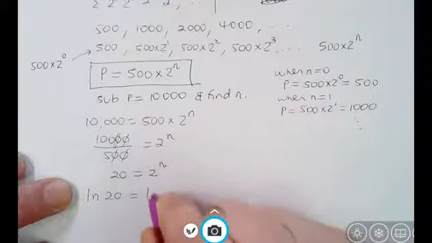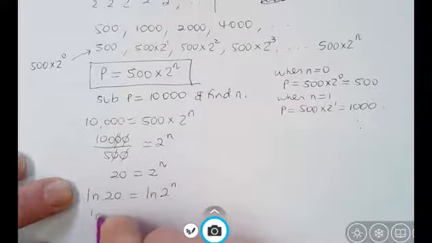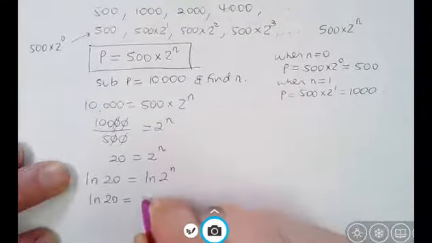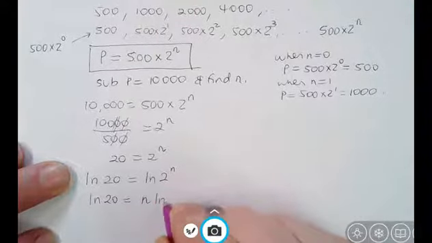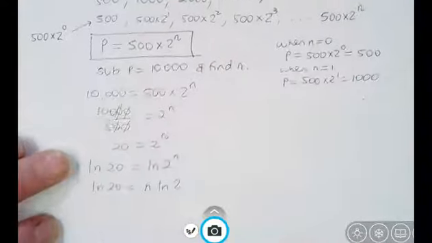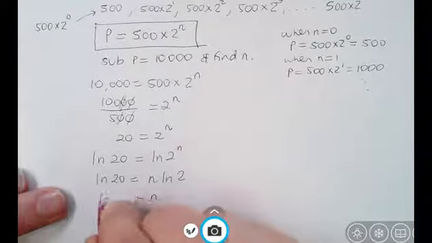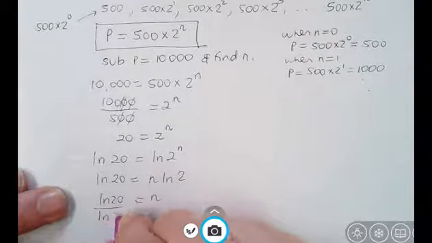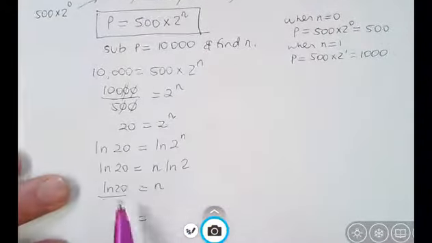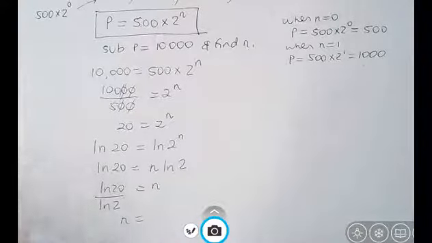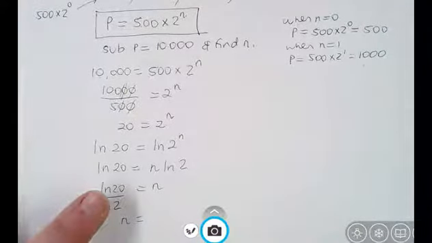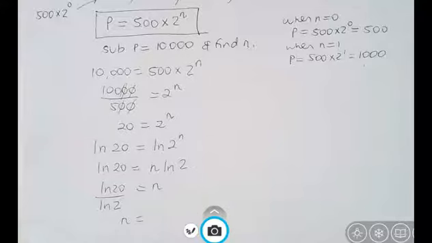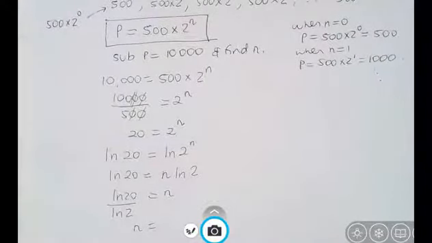So ln of 20 equals ln of 2 to the power of n. So ln of 20 is, remember bringing the n to the front, n ln 2. And now to find n, we divide by ln 2. Don't try anything fancy here, you just need to enter these on your calculator. There is no log law for ln 20 divided by ln 2. So divided by ln 2, and we get 4.32.